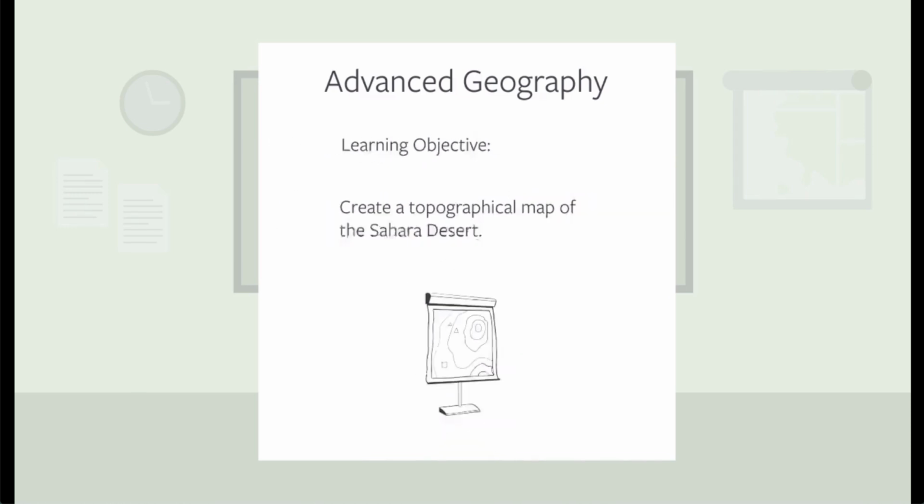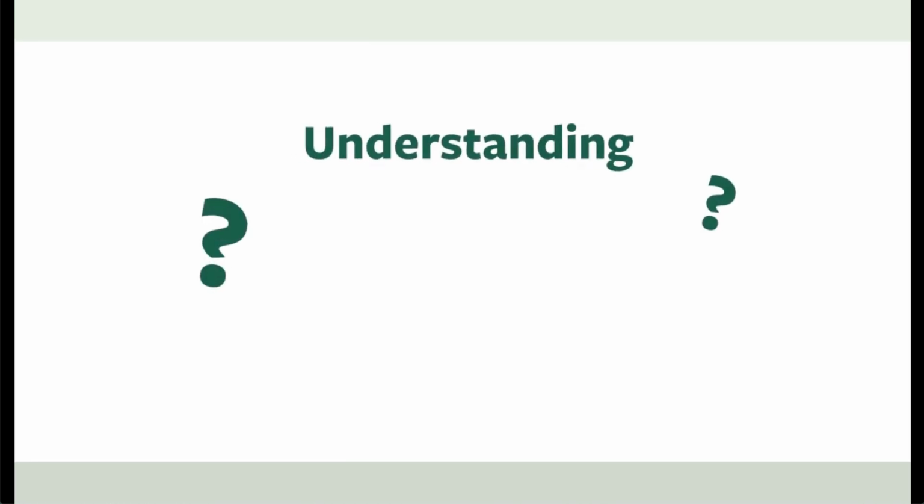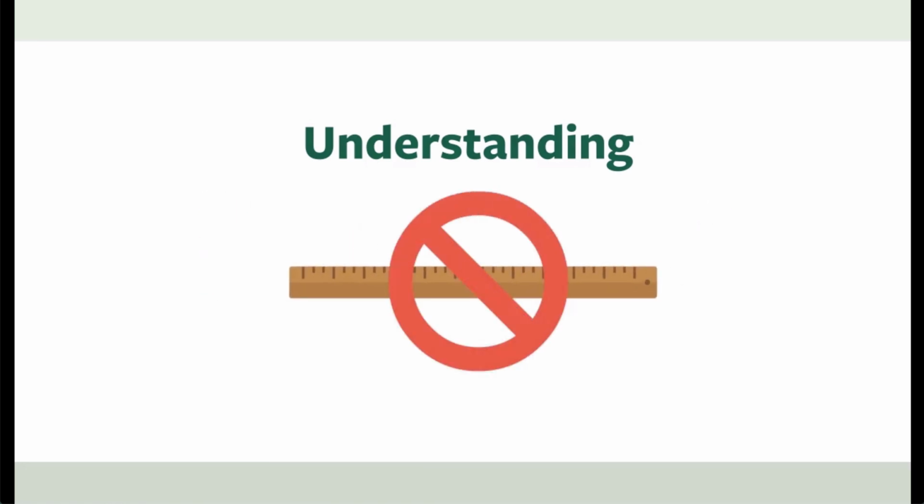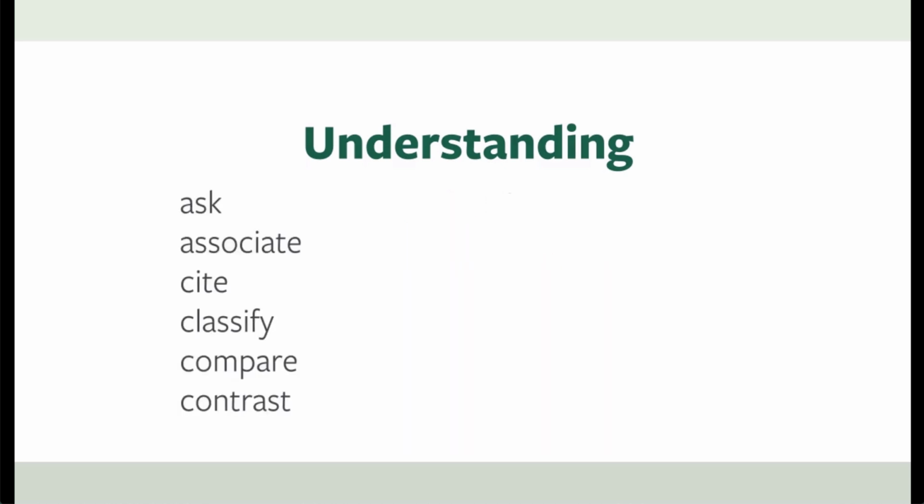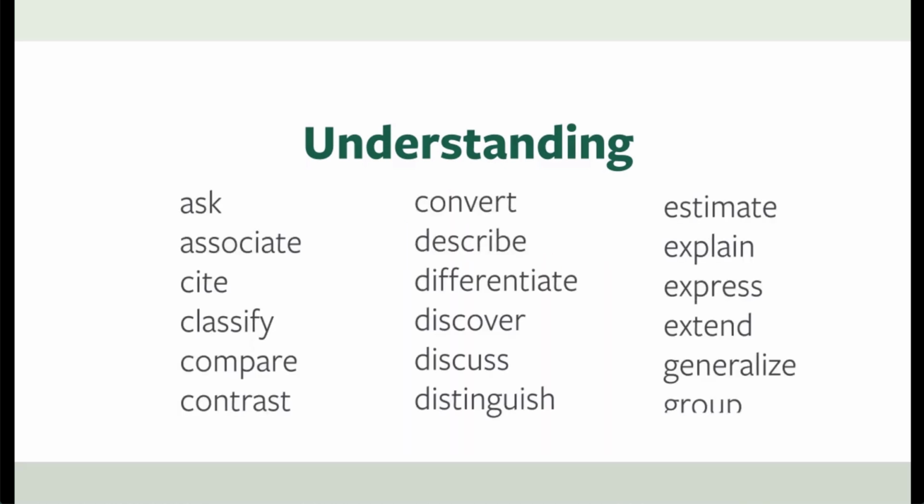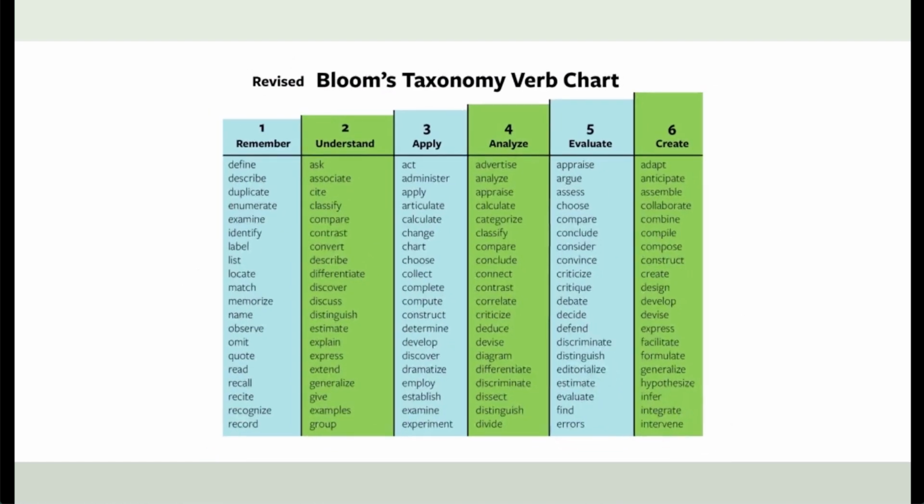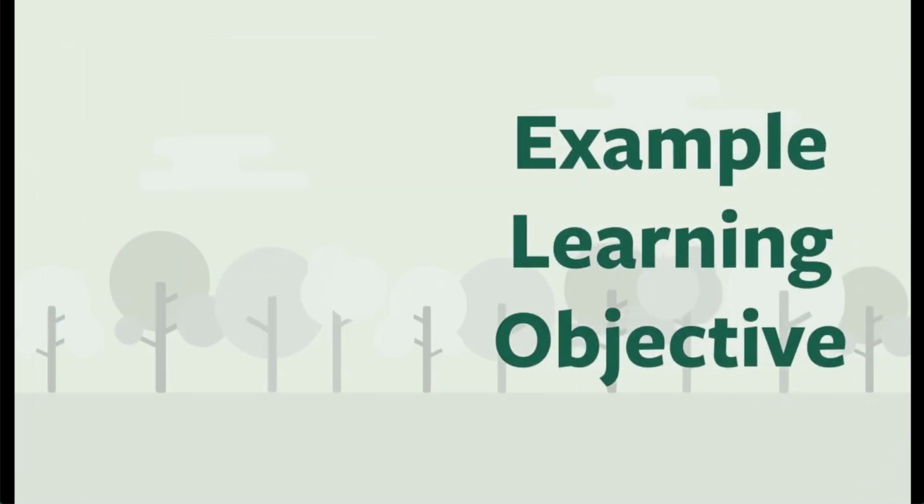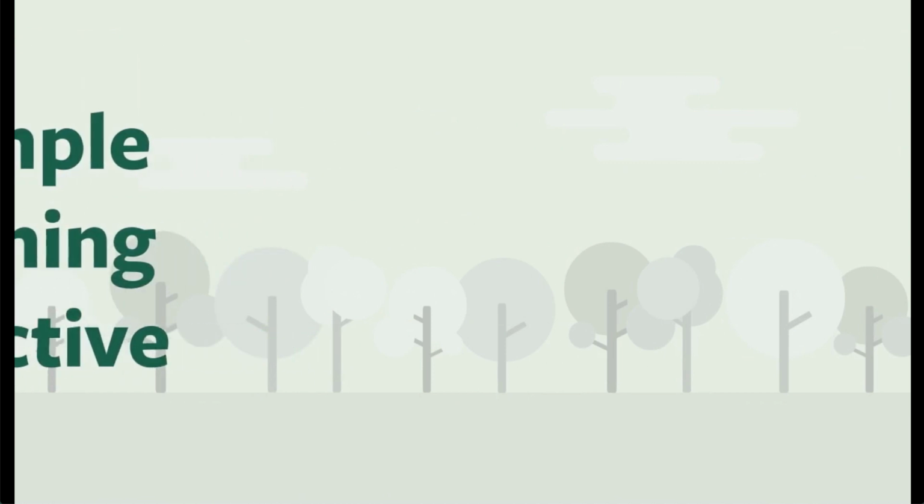Bloom's understanding level may be confusing because we already explained that understand is not a measurable verb. The understanding level is different. It contains a list of active verbs that are observable and measurable. We use Bloom's taxonomy verb charts to find dynamic verbs that help ensure we can create observable and measurable learning objectives. Let's run through an example of building measurable learning objectives.